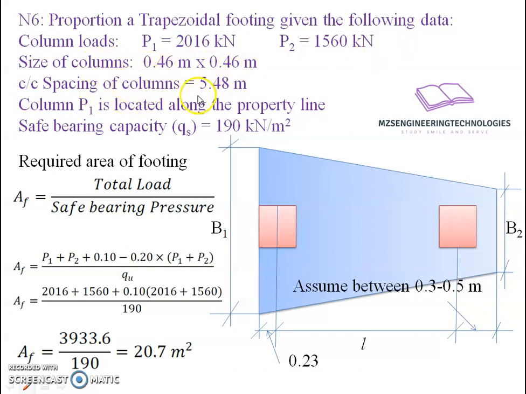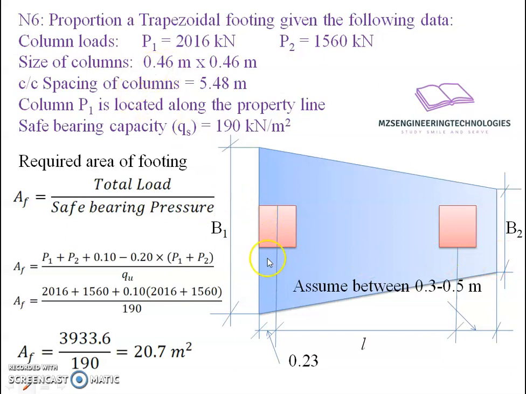Center to center spacing of the columns is 5.48 meter. Column P1 is located along the property line. Safe bearing capacity qs is equal to 190 kN per meter square. So we are supposed to proportion the footing, where we need to find the required B1 and B2, the widths of the footing along column 1 and column 2.